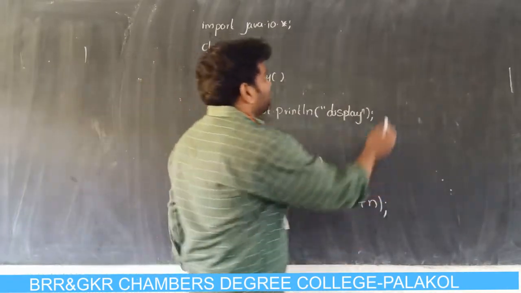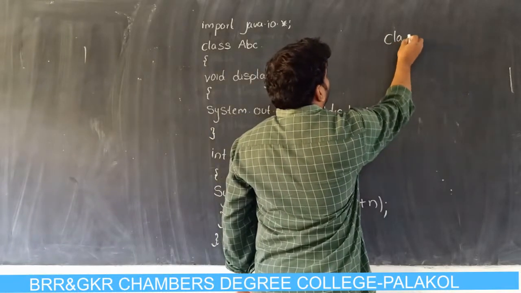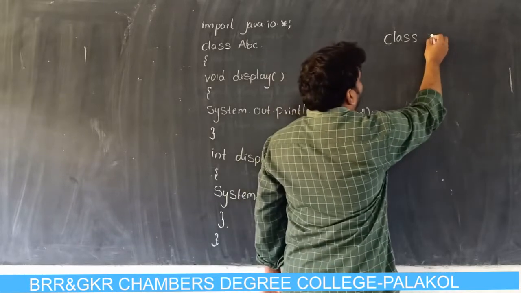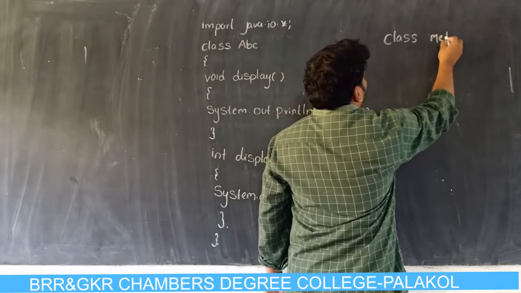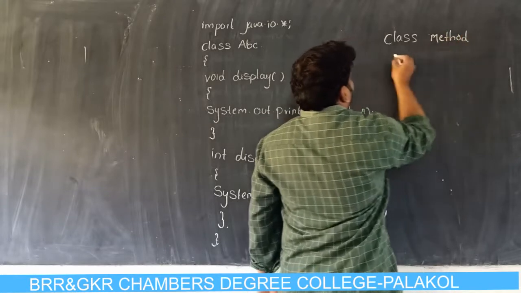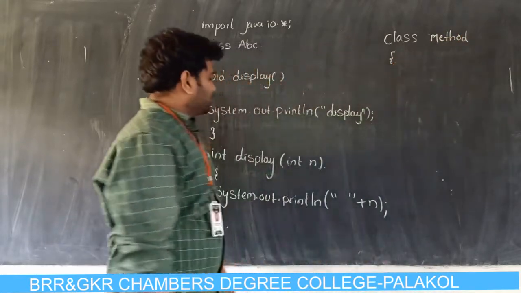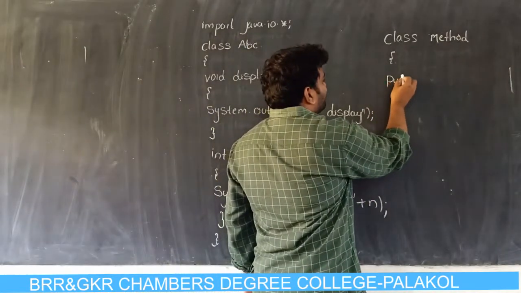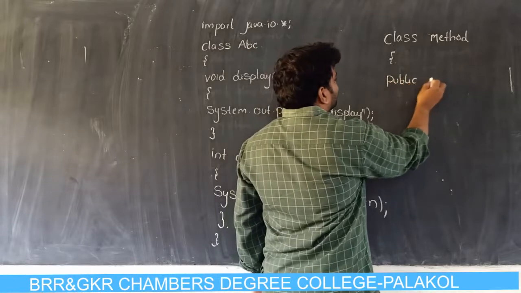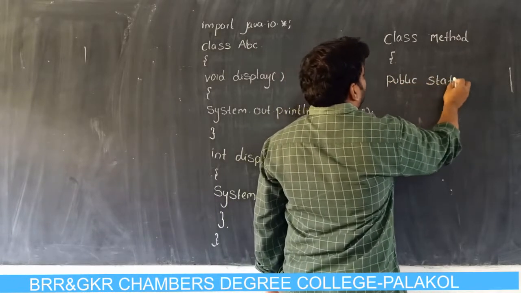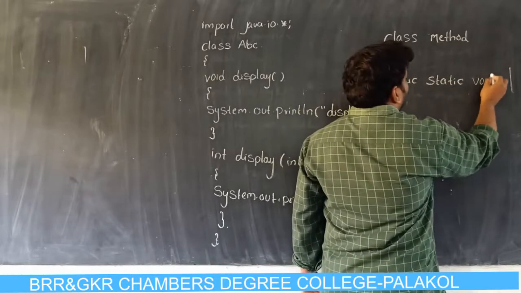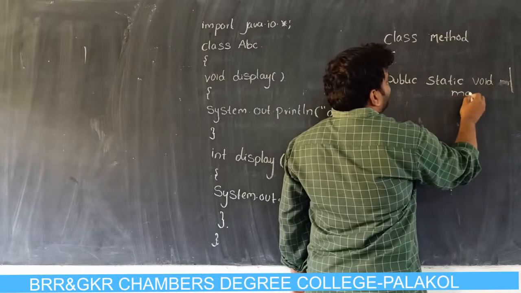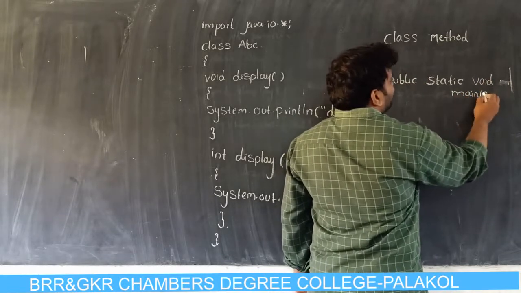Next, you create the class for method overloading, curly bracket open. Okay, next you write public static void main, String args.